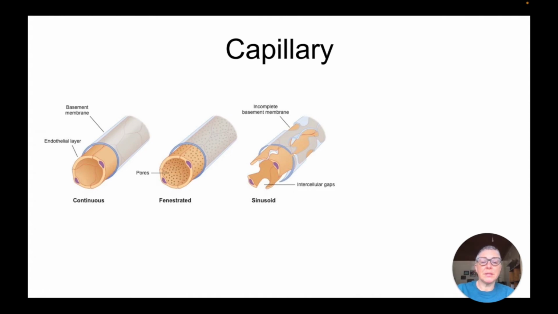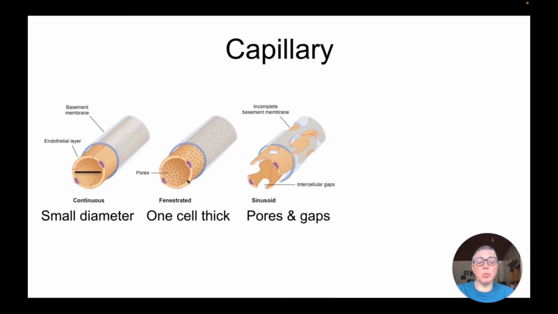And there are three different types of capillaries, but for your purposes, we're really interested in the one that has the intercellular gaps, this third one on the right-hand side. So some of the descriptors about capillaries are that they have a small diameter, they are one cell thick, and they can contain pores or gaps. But like I said, for us at this level, we're interested in the gaps, and that will become more clear as we go through the syllabus a little bit later.